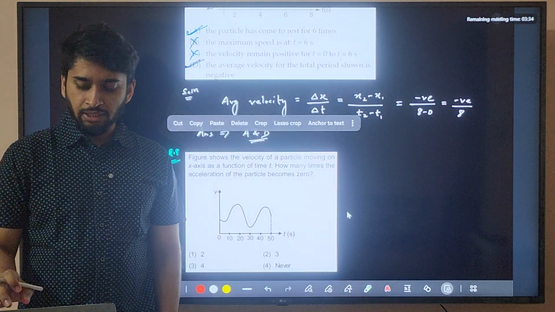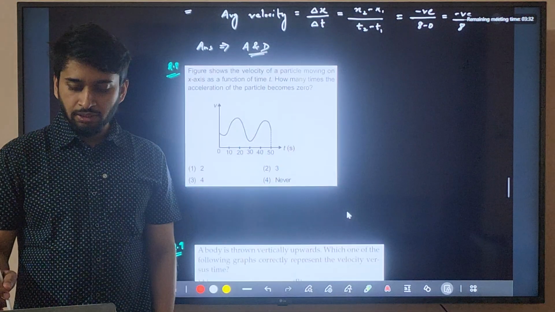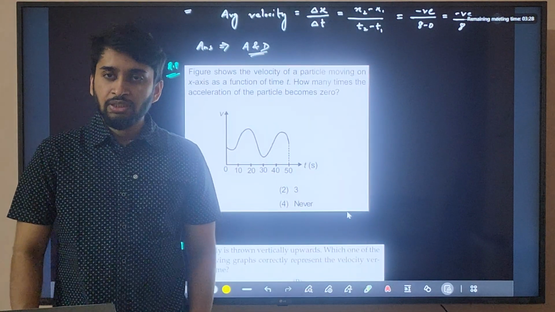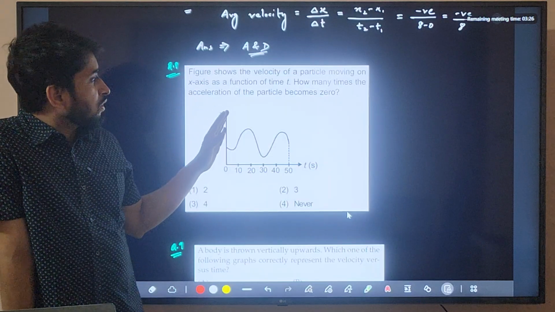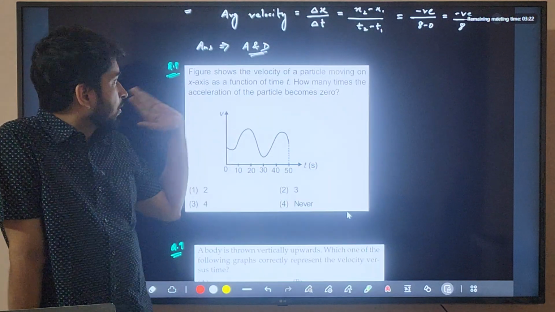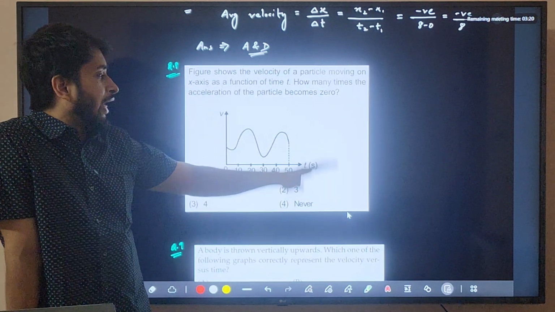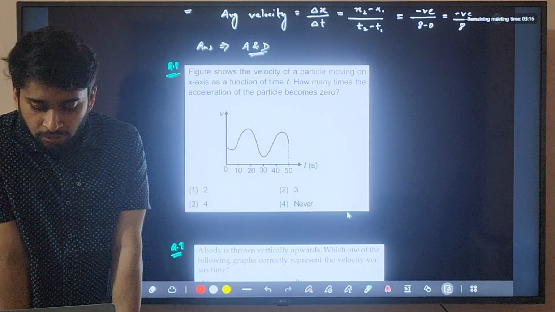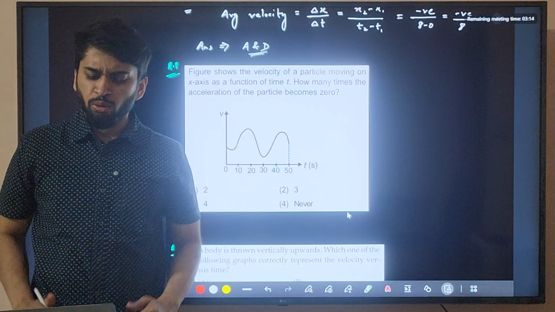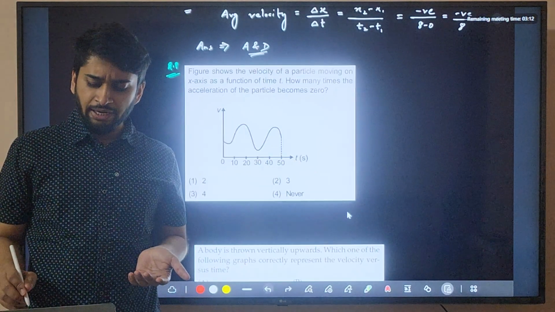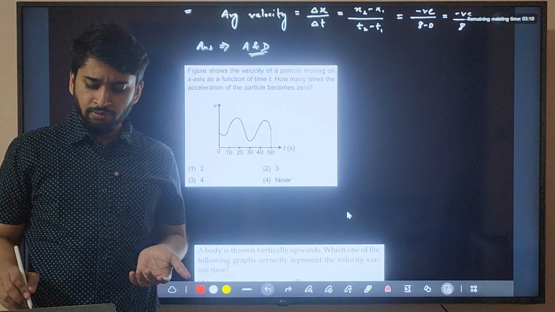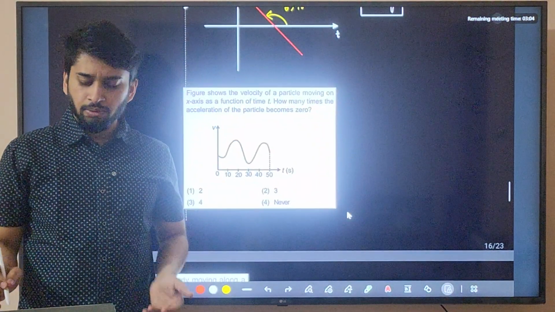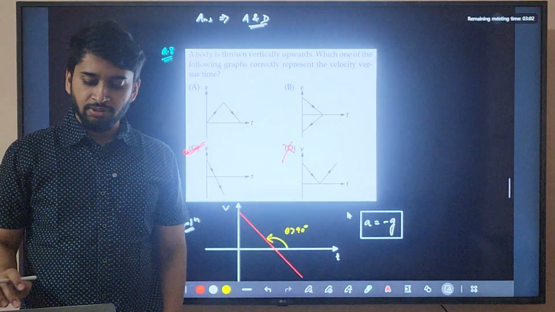Now this is an interesting question. Let us see what the question says. The question says, the figure shows the velocity of a particle moving on the x-axis as a function of time. How many times does the acceleration of the particle become 0? So they have given velocity time. Oh, this is a velocity time graph only, right? I did not have to do all this. Why did I waste so much time? Right, it's a velocity time graph. I just saw x-axis and I thought of a position time graph.